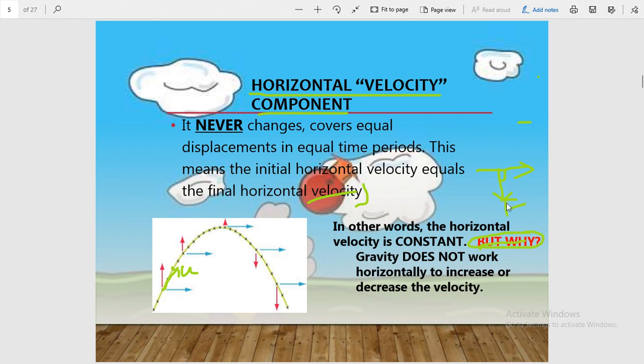change the magnitude of the velocity, but it can change the direction. So it can only change the direction, but it cannot change the magnitude of the horizontal component of the velocity, so the horizontal component remains unchanged throughout the motion, because the direction of the gravitational attraction is always perpendicular to the direction of the horizontal component of velocity. This is the reason why the horizontal velocity is constant: the gravitational attraction is always perpendicular to the horizontal component of velocity, so it does not change.